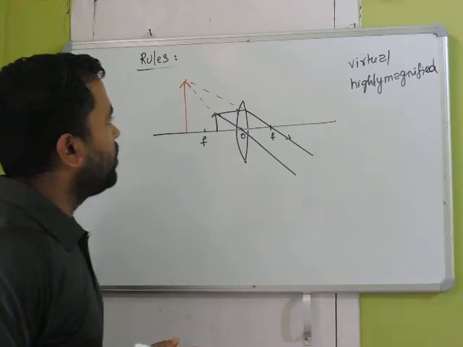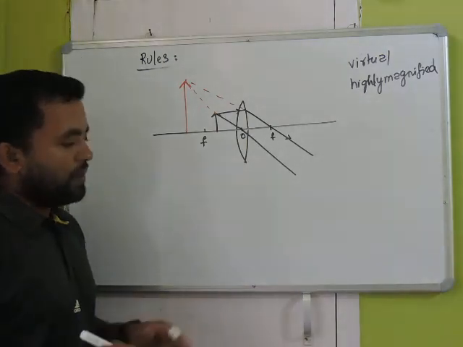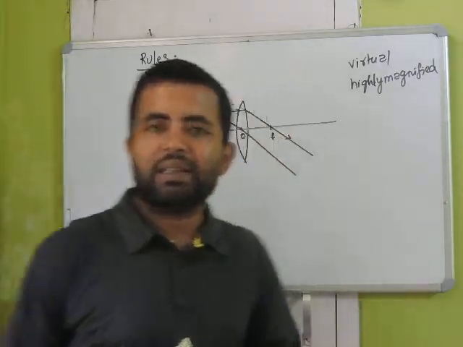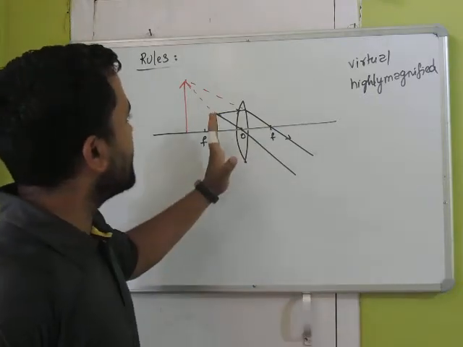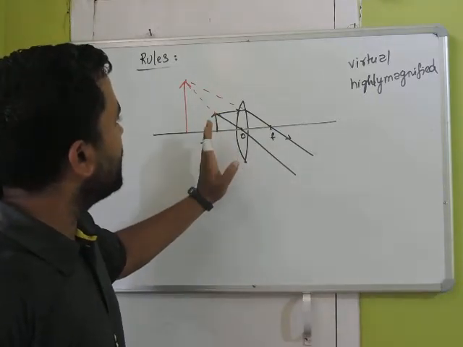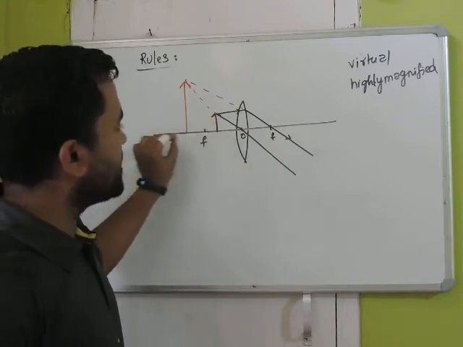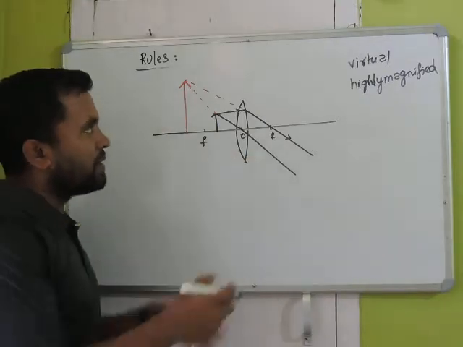Right. Now in the first case what I discussed, the image was formed at f. In the second case, the image is formed at 2f. In this case, the image will be formed beyond this focus, on this side. There is no specific point. Now these are the three cases.